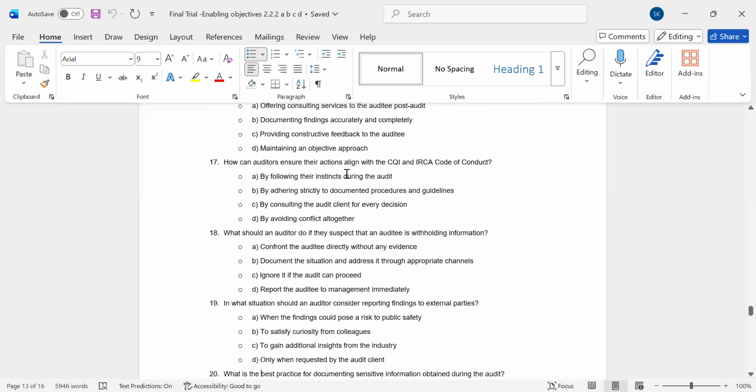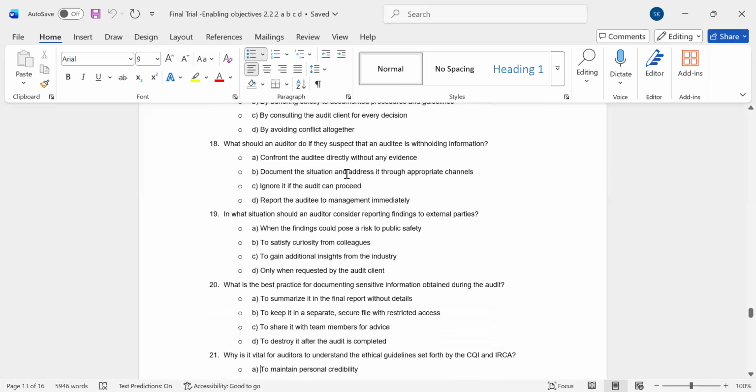Okay, question number 19. In what situation should an auditor consider reporting findings to external parties? A. When the finding could pose a risk to public safety. B. To satisfy curiosity from colleagues. C. To gain additional insight from the industry. D. Only when requested by the audit client. Sir, A. When the finding could pose a risk to public safety. Right. Yes, best fit answer. Anybody, any other answer?